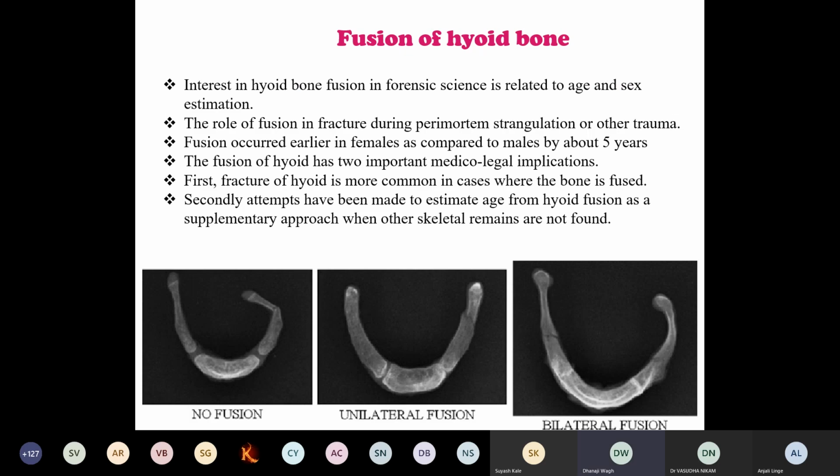Now see the fusion of the hyoid bone. That is interesting in forensic medicine. The interest in hyoid bone fusion in forensic science is related to age and sex estimation. There is a role of fusion in fracture during perimortem strangulation or other trauma. This fusion occurs earlier in females as compared to males.